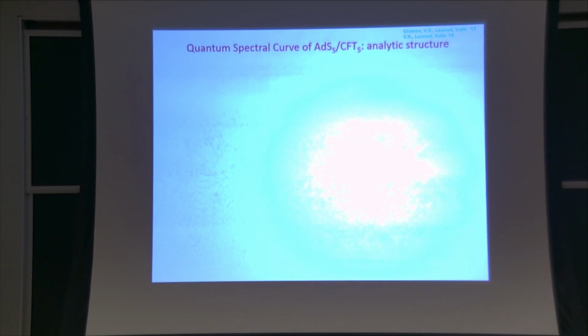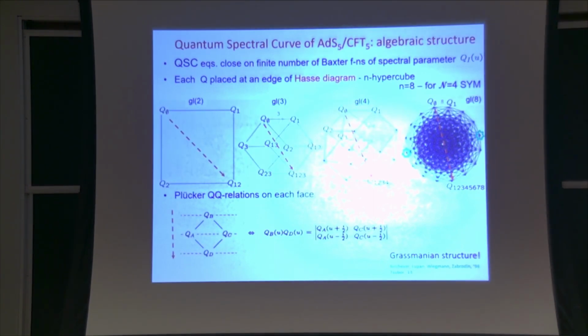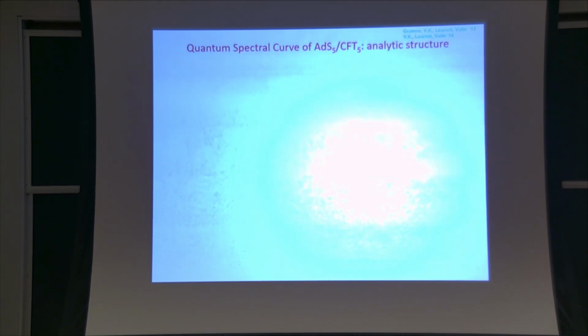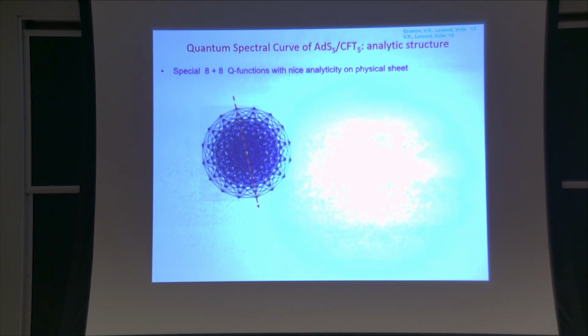Okay, and now I declare that the same structure of Q functions we have in N=4 super Yang-Mills for any coupling, etc. And we want now to fix the analytic structure. This was the algebraic structure. We want to fix the analytic structure. And here we start again from this 8-dimensional hypercube, and we fix these 2 vertices. We fix them to 1. This is the first step. This and that are put to 1.